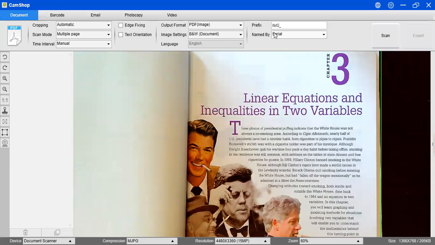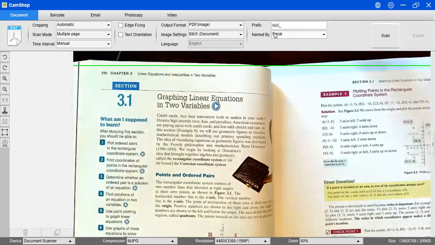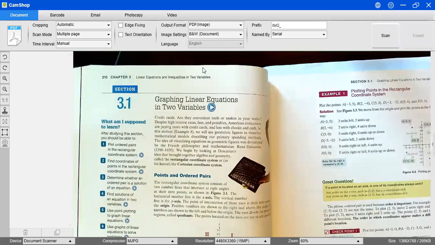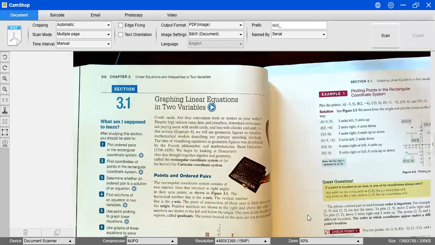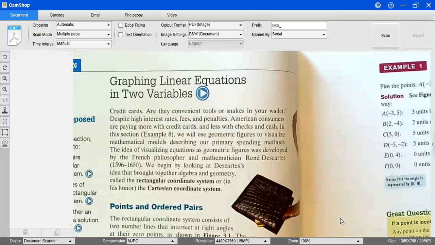Now we're going to start chapter 3, that is about linear equations and inequalities in two variables. That chapter starts on page 209, and we're going to go directly to the next page, page 210, to work on section 3.1, which is about graphing linear equations in two variables. So this is important, graphing.